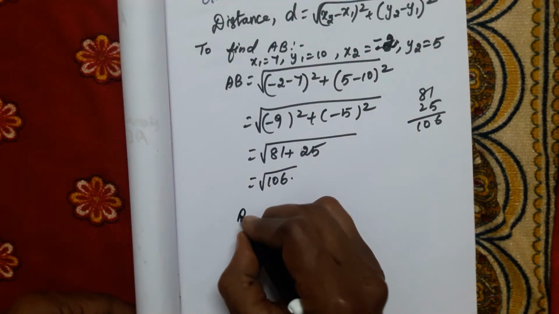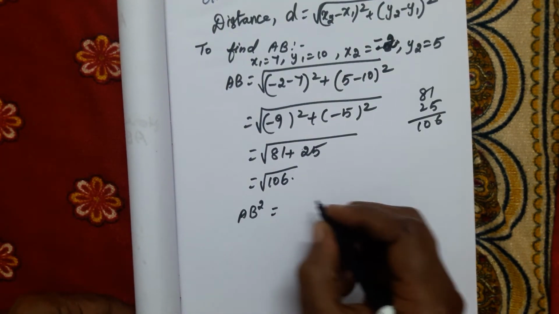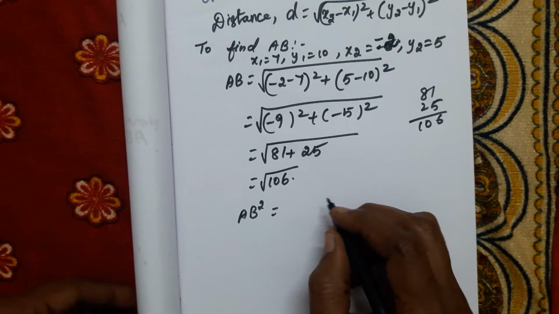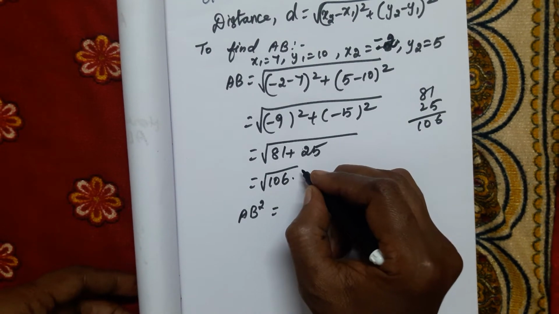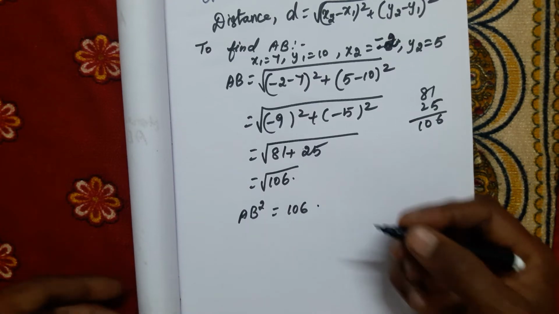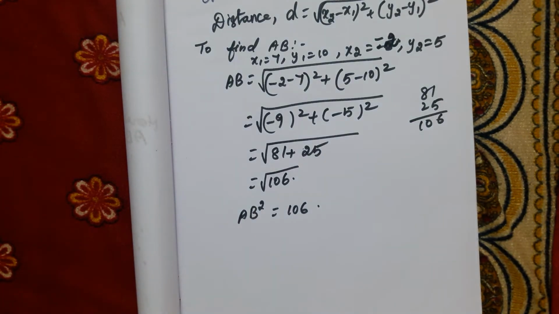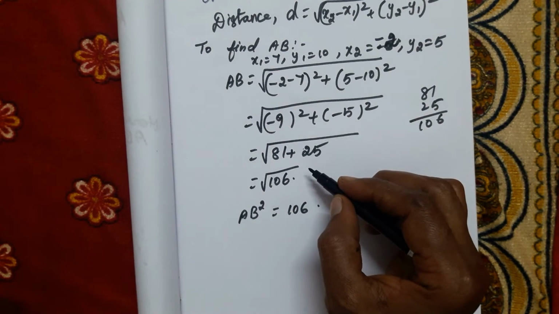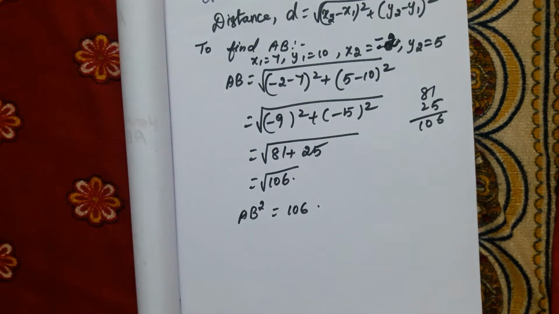AB square is equal to, AB square means root 106 the whole square. Root 106 the whole square is equal to 106. The root will be cancelled. AB square is equal to 106.